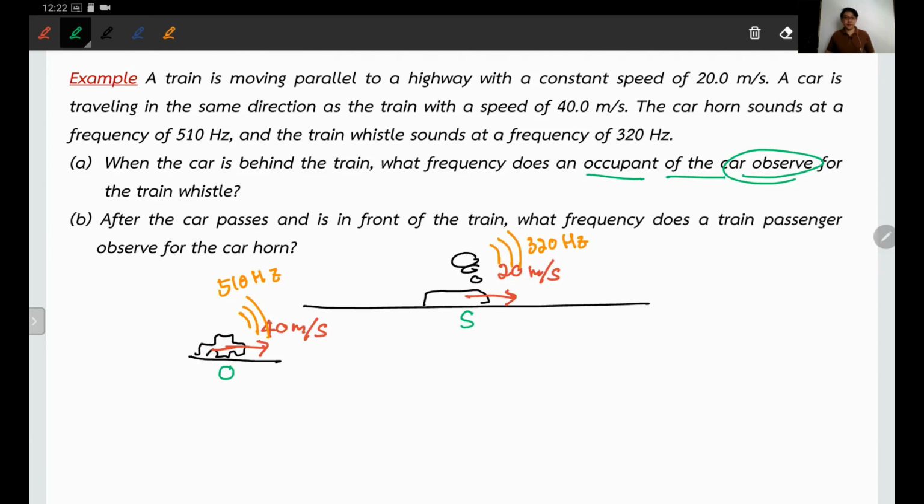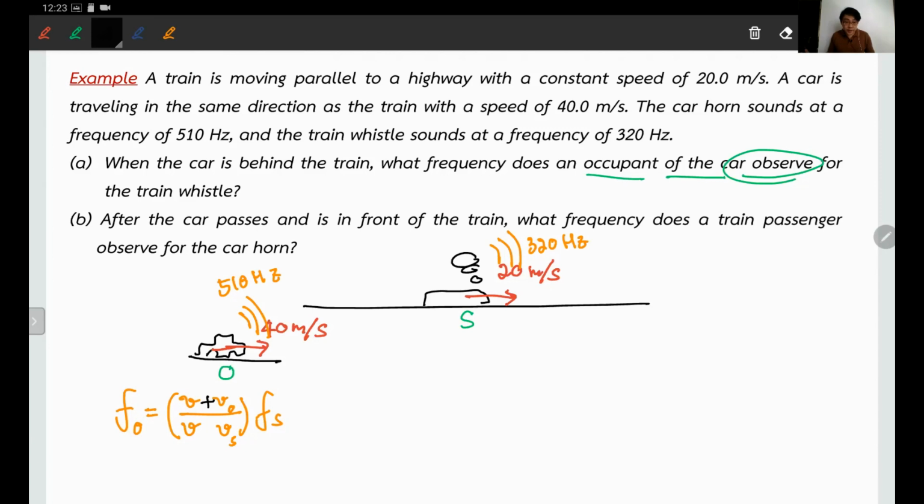Sounds good? Cool. Now, let's do the calculation here. What we want to calculate is the observed frequency. I set up the structure of the equation just like before. There you go. Now, start from the observer approaching the source. Positive or negative sign, guys? Of course, positive.